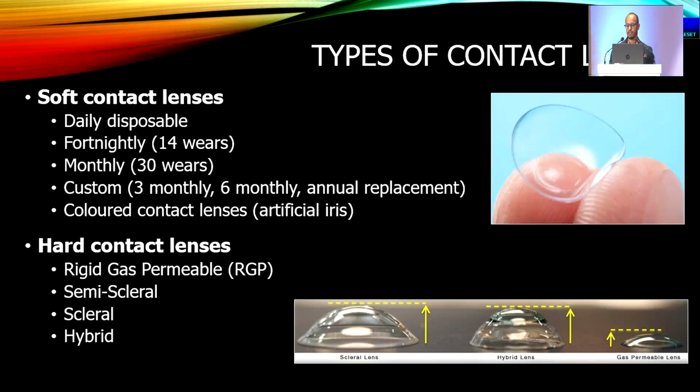There are many types of contact lenses available in the modern world. Soft contact lenses are the most commonly used type of contact lens for the correction of ametropia. These can range from daily disposables to fortnightlies, monthlies, and custom contact lenses as well. These can have artificial irises or a colored contact lens. Hard contact lenses or rigid contact lenses also have a wide array of different lenses available to us, ranging from an RGP, a small hard contact lens, all the way to a large scleral contact lens.